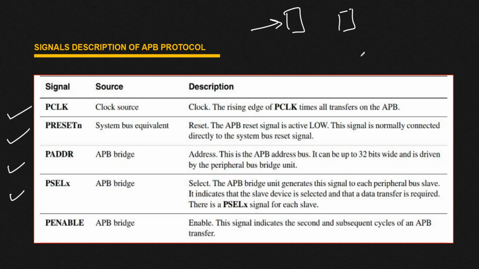Now we have PSELx. In the operating state we can see that the PSEL signal is used to select the slave. Suppose we have one master and multiple slaves. Your master is confused about which slave it is going to communicate with. The master wants to establish communication with a slave, but at a time it can communicate with only one slave. So the master will select the appropriate slave by using the PSEL signal. Here the x indicates which slave has been considered. Suppose PSEL0 is asserted, then the 0th slave has been selected. If PSEL1 is asserted, then that slave has been selected, and so on.